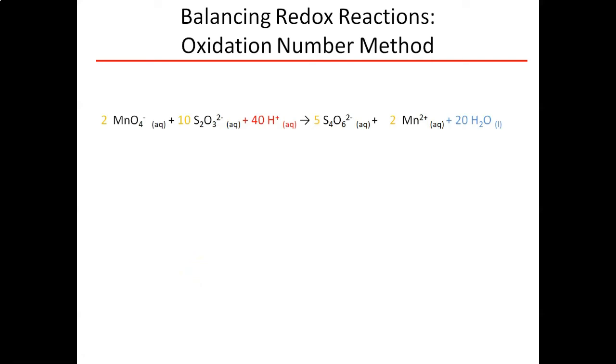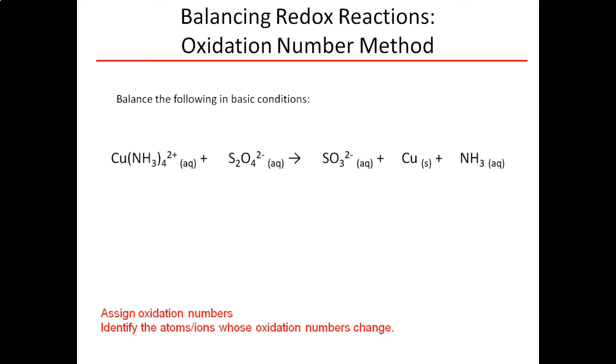Okay, let's take a look at another example. But in this case, we'll change the conditions to basic rather than acidic. Everything we've done for the first example is the same. We'll just have an added step. So the first thing we're going to do is assign our oxidation numbers to everything. So I can assign it to the hydrogen, to the oxygen, to the nitrogen, to the sulfurs, and finally to the copper.